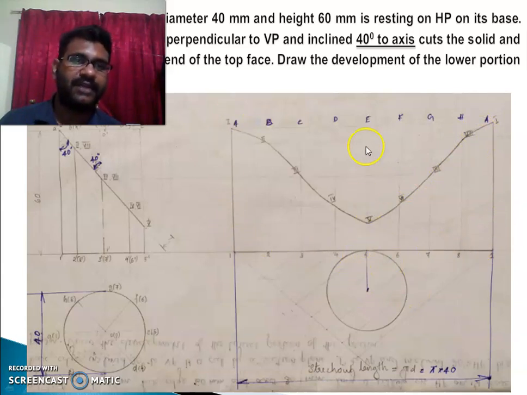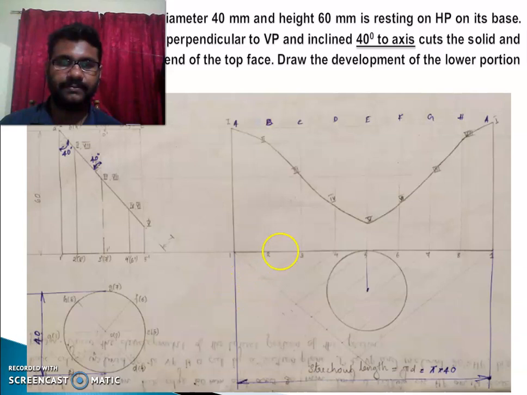And also you can extend any generator and locate the center point such that the radius of the center point from this point, say from point 5, is equal to the radius of the circle, and with that point as center you can complete the circle. This way we can complete the development of the cylinder.